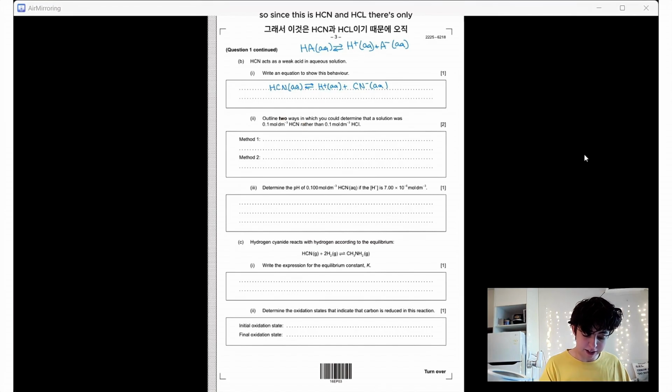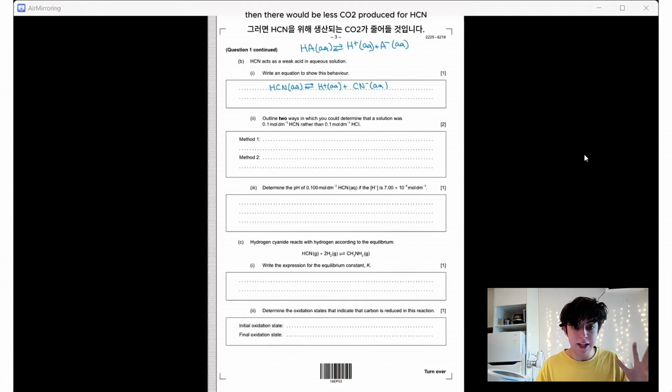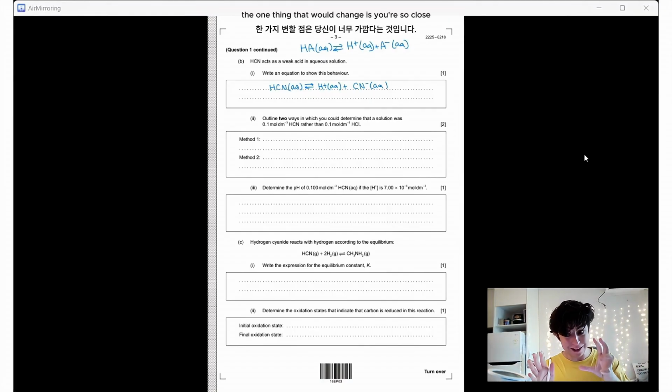Since this is HCN and HCl, they're both monoprotic acids. If this were monoprotic versus diprotic, that would be a different story, so you couldn't do this problem with sulfuric acid instead of HCl. Your stoichiometry is still the same, so your maximum amount of products is also going to be the same. The stoichiometry does not change, and that's a major misconception. Students will say that if you react it with a carbonate, there would be less CO2 produced for HCN compared to HCl. Once again, that is not true. You would have the same amount of products being produced. The one thing that would change is, you're so close, the speed. It would be the speed.